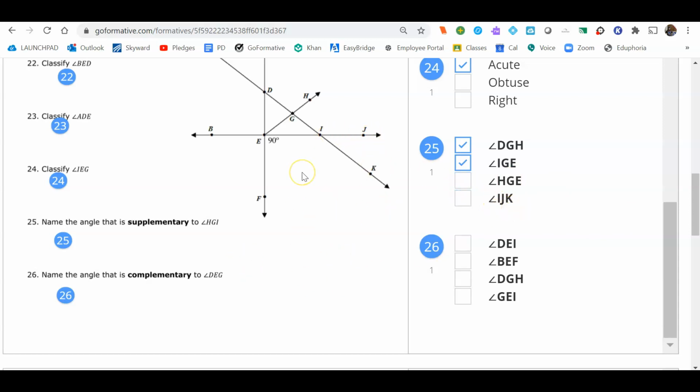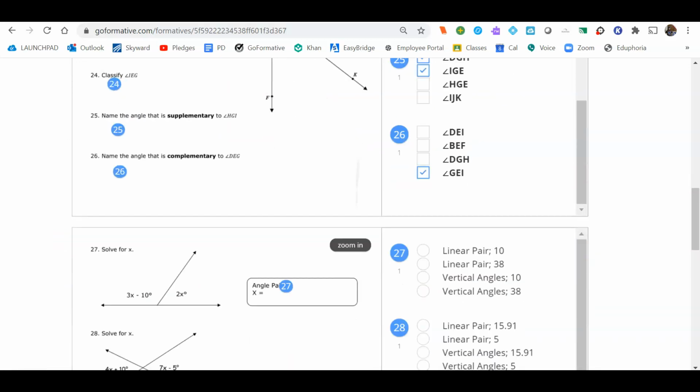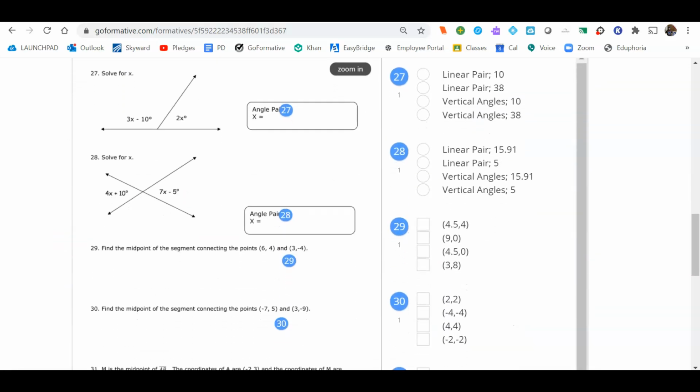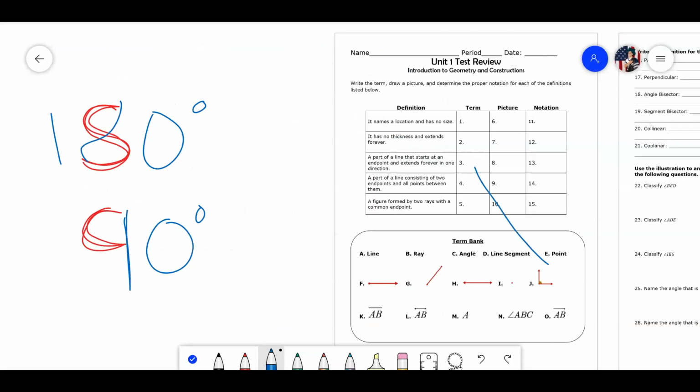All right, 26. Complementary means two angles add up to 90 degrees. So look, D, E, G. This little angle right here is right next to this little angle right here, and together they make 90 degrees, right? So what is this little angle right here? GEI or IEG? GEI. All right. Again, those two angles make 90 degrees. They are complementary. Cool. All right, down here. I'm going to pull this up on the whiteboard.